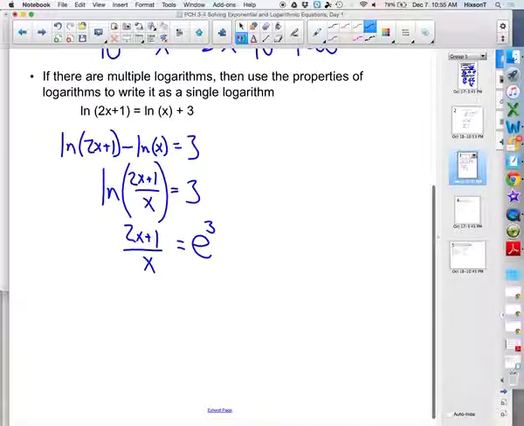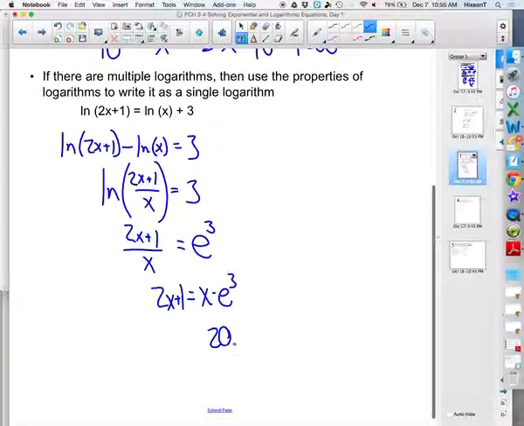Now, believe it or not, this still isn't too bad. We know x can't be 0 because of our domain. We know x has to be actually greater than 0 because we're in a logarithm. The domain is x has to be greater than 0. So, if I multiply here then, we have x times e to the 3rd is 2x plus 1. I would need to, at this point, get this into my calculator so I know the decimal. What is it?